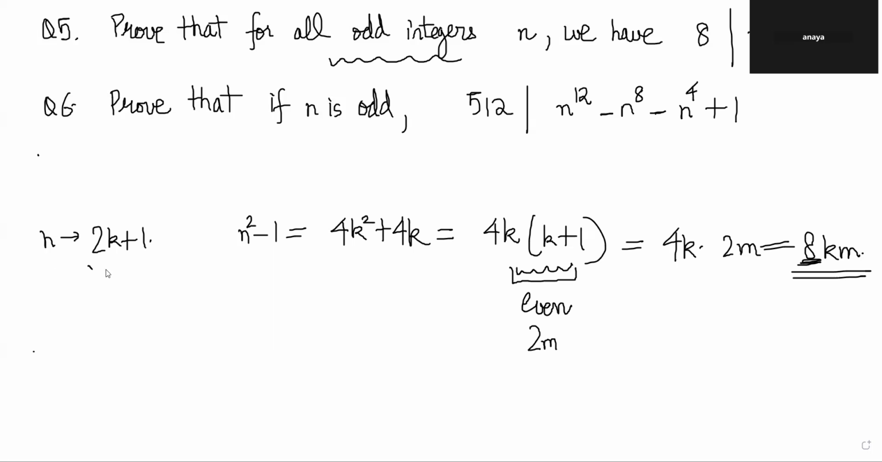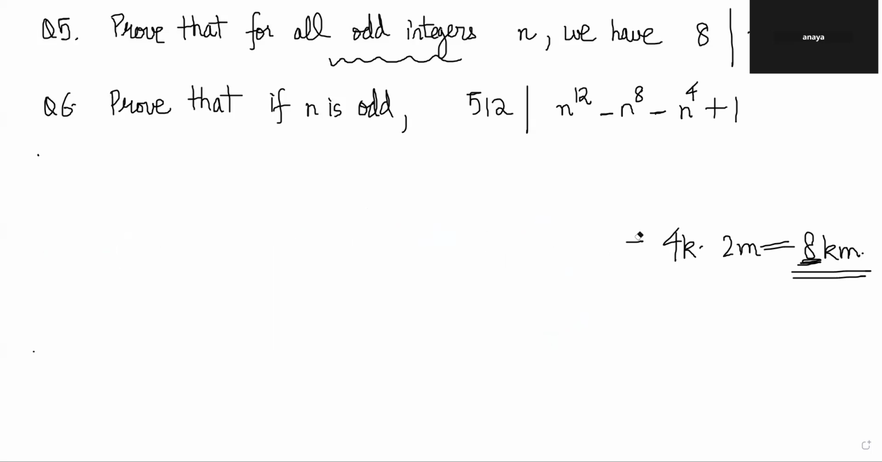Don't try to put 2k plus 1 directly first. First, you should try to factorize it. Here also n is odd. You can think of 2k plus 1 later, but first factorize the expression.